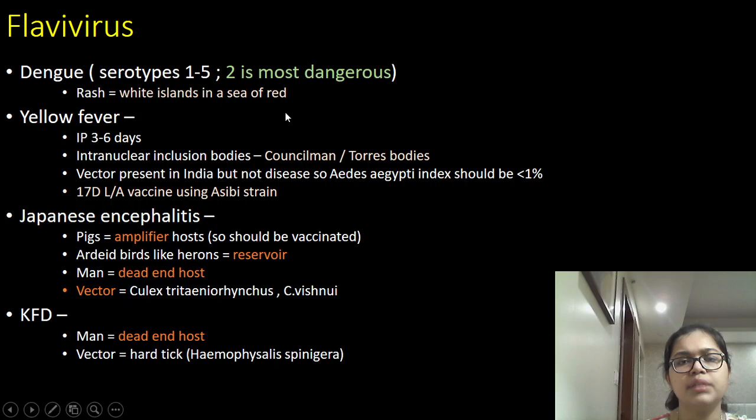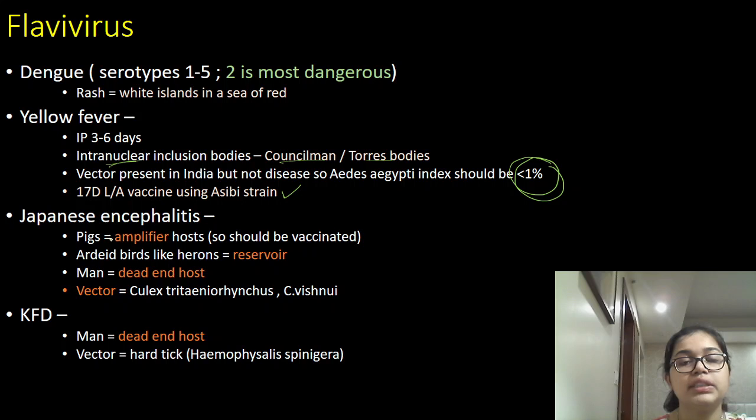Flaviviruses, dengue, there are 5 serotypes, out of which 2 is most dangerous. The rash in dengue is also known as white islands in a sea of red. Yellow fever, the incubation period is 3 to 6 days. It produces intranuclear inclusion bodies known as Councilman or Torres bodies. In India, we have the vector, that is Aedes aegypti, but we do not have the disease. So ideally, the Aedes aegypti index should be less than 1% in India. The vaccine is a 17D live attenuated vaccine using a 17D strain.